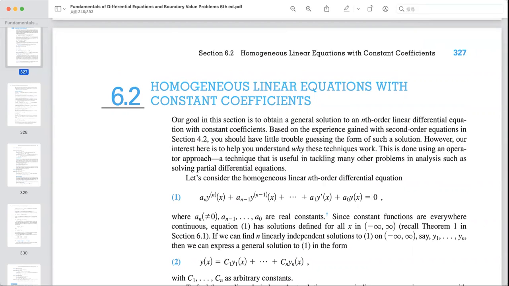Let me activate some laser point. Okay, laser point. Where is the laser point? Oh, here.